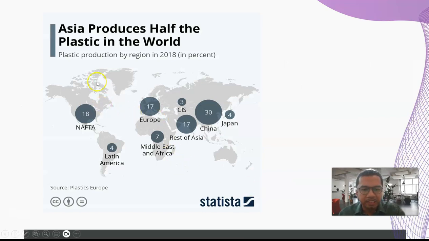And from these figures, we can see that Asia produces half of the plastics in the world, followed by North America and Europe. So basically, plastic production is coming mostly from the Asian countries.